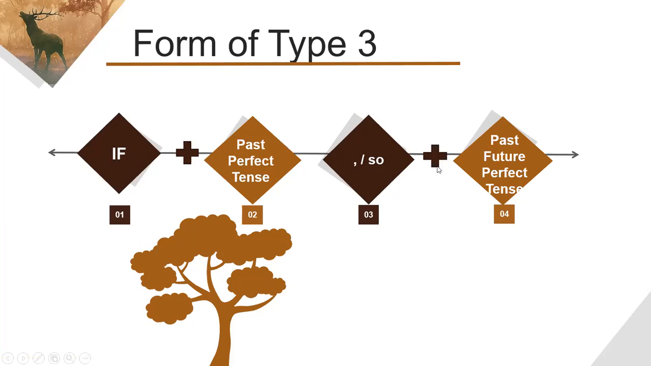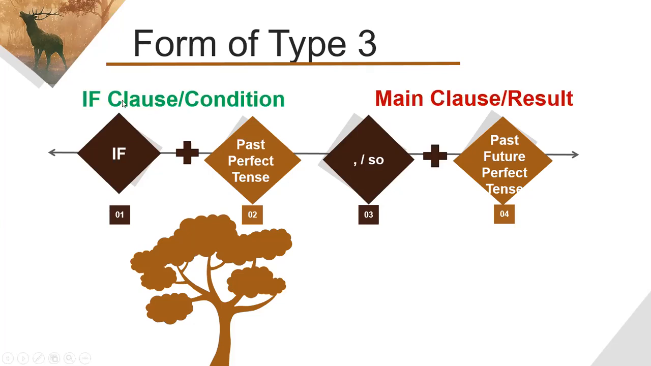And then the result clause. How do we form the result clause? It's constructed from past future perfect tense. This is the if clause or condition, and this is the main clause as a result. Well, Anissa Pratiwi, this is the form. You still have a question? No, sir. You got it? You understand? Yes, sir. Okay, very good.